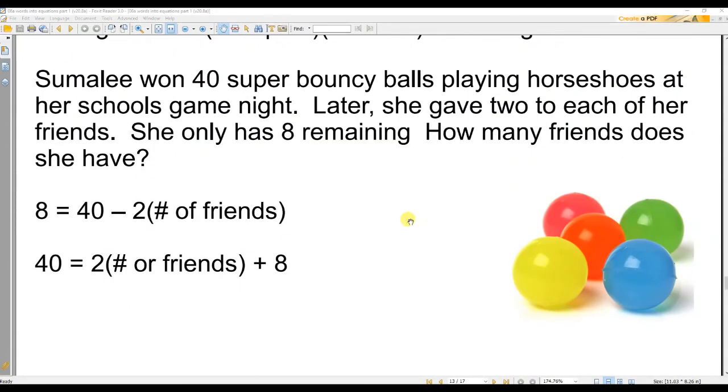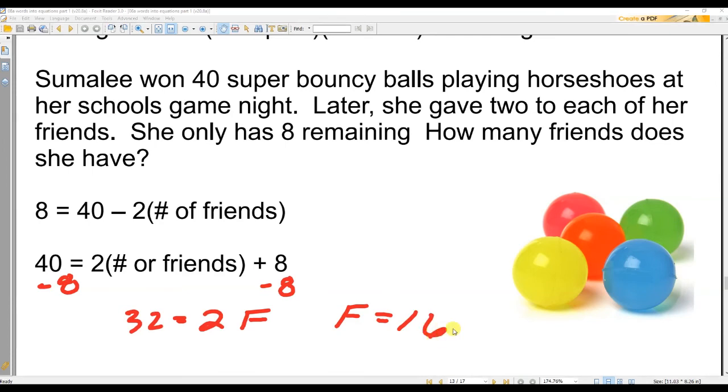How many friends does she have? So we actually have to solve this one. So I'm going to subtract 8 from both sides. Minus 8, minus 8. 32 equals 2 times the number of friends. So that's going to be friends equals 16.